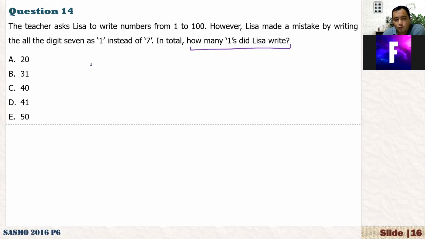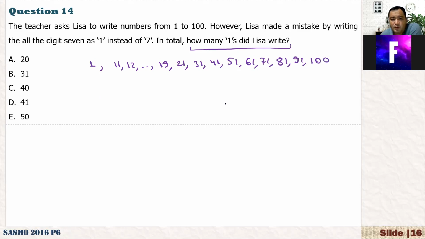For example, let's say I write 1, right? That has 1. And after that, what we have here, 11 and 12 until 19 and 21 and 31, 41, 51, 61, 71, 81, 91, and here we have 100, right? How many ones did I write here? I have here 1 plus 1 to 19, I have 9 plus 20 to 91, 7. Here we have 8, 1. And in 100, I need to write one more 1. So that's equal to 17, 19.